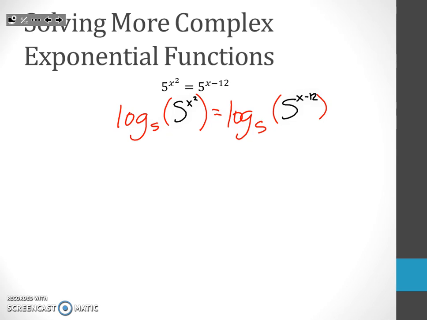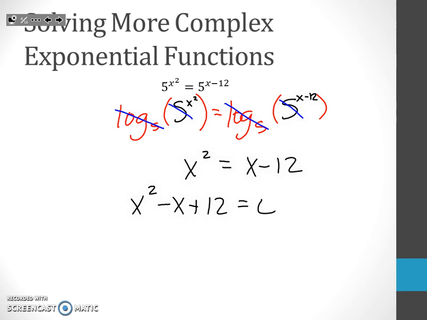Okay? Your log base 5 and 5 cancel. Your log base 5 and 5 cancel. So I'm left with x squared equals x minus 12. Okay? I see an x squared and an x in an equation. The only way I'm going to solve an equation like that is by factoring. So I need to get this set equal to 0. I'm going to move my x over and my 12 over. Gives me x squared minus x plus 12 equals 0.